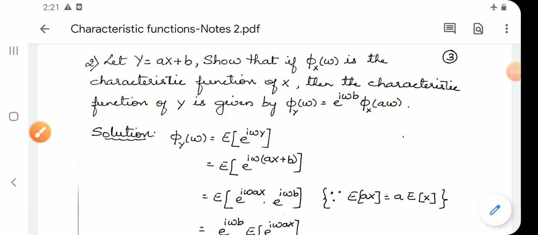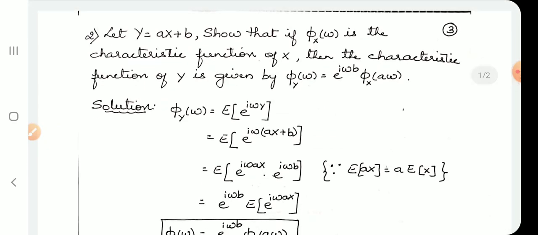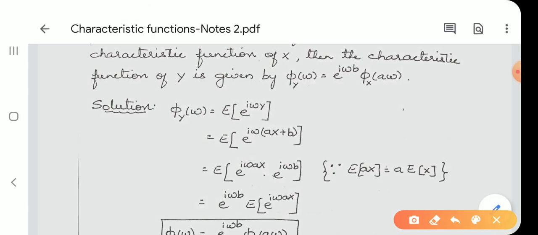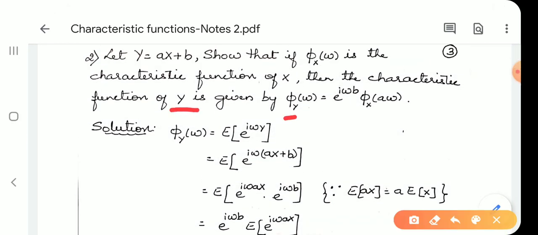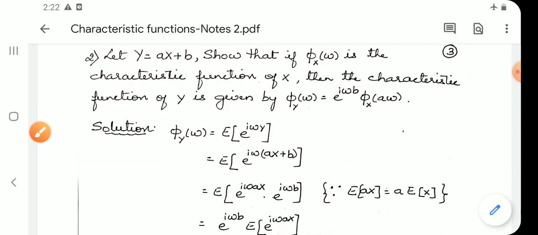Hello students, today in this video let us see how to solve a few more problems in characteristic functions. So let us move on to the second problem. Let y is equal to ax plus b. Show that if phi x of omega is the characteristic function of x, then the characteristic function of y is given by phi y of omega is equal to e power I omega b into phi x of a omega.